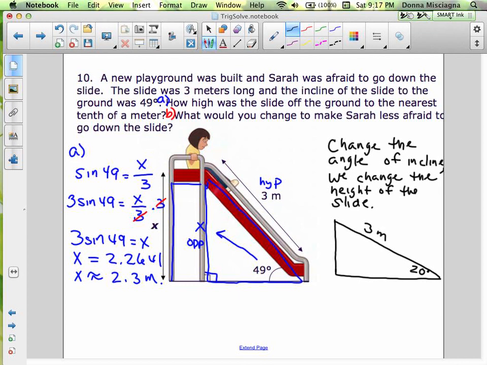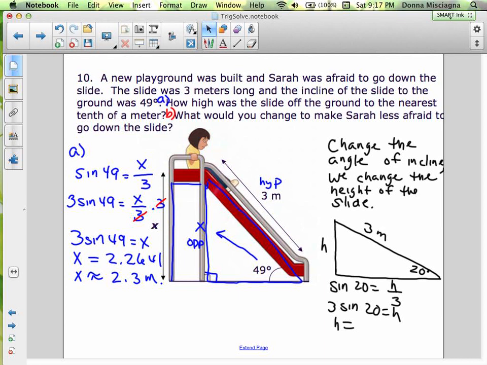So what if it was 20 degrees? Now let's solve for the height. Let's see how the height changes. All right? So we have sine 20 equals h over 3. All right, so we're going to multiply both sides by 3. We see that it's going to be the same steps. So we're going to have 3 sine 20 equals h. Let's use the calculator and find out what the height is now.